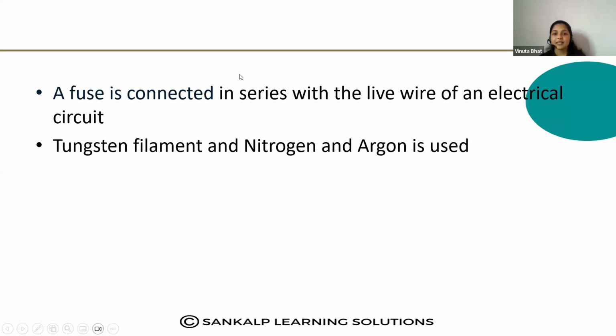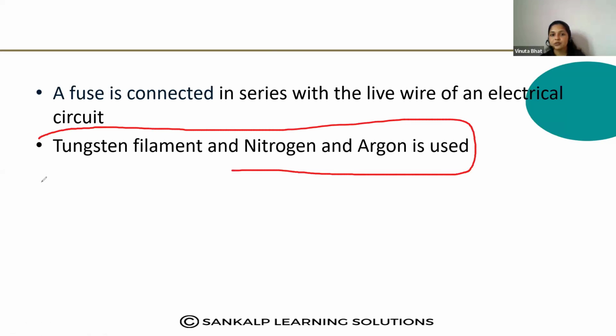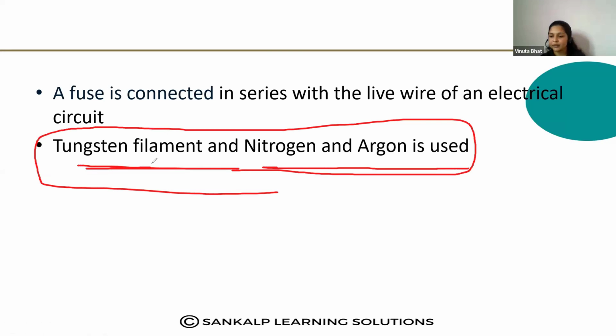Then a fuse is connected in series with the live wire in the electrical circuit, and tungsten filament and nitrogen and argon are used. Which are the gases used? Here nitrogen and argon gases are used, and which filament is used here? Tungsten filament is used in the electric bulb.